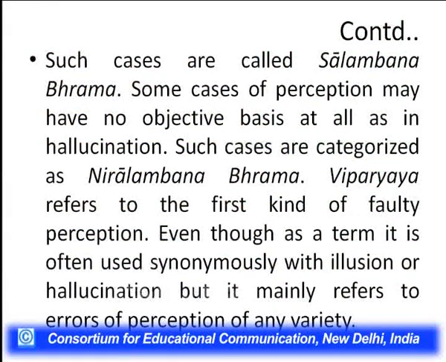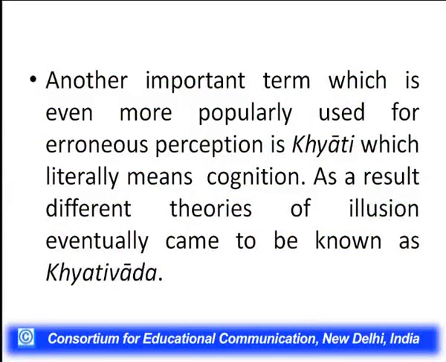So this is how a certain classification is made on the basis of the objective givenness of an object which is mistaken for something else. This is one kind of categorization of different cases of error. We'll come back to this when we discuss the Nayayika's take on the issue in slightly more detail. Now, apart from Vipraya, we saw the difference between another term, Brahma, that is used for the case of error. We saw the difference between Brahma and Vipraya.